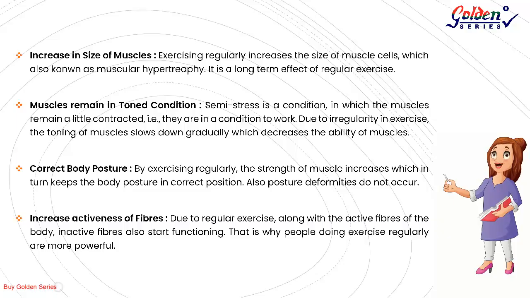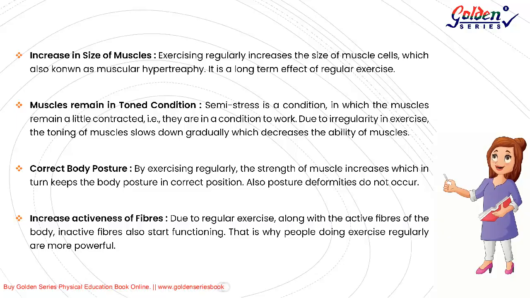Muscles remain in toned condition. Semi-stress is a condition in which the muscles remain a little contracted, i.e., they are in a condition to work. Due to irregularity in exercise, the toning of muscles slows down gradually, which decreases the ability of muscles.